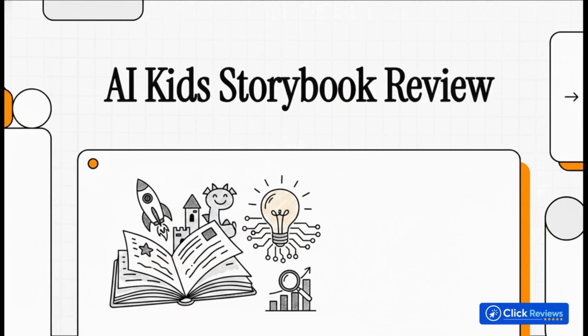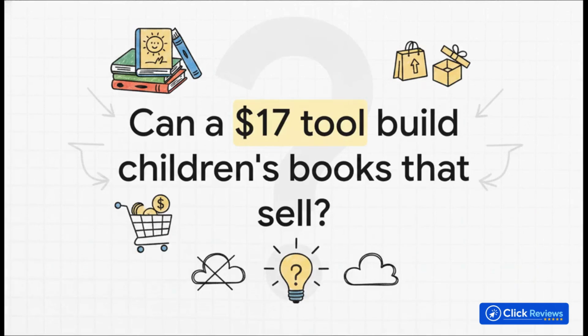Okay, let's dive into this. So, here is the central premise we're exploring today. Can a tool that literally costs less than a takeout dinner actually build educational children's books that sell on highly competitive platforms like Amazon, KDP, and Etsy? I mean, these platforms are flooded every single day with thousands of AI-generated uploads, which makes it harder than ever to stand out. There is a massive amount of hype around AI publishing tools right now, and honestly, an equally massive amount of skepticism. We are going to cut through all of that noise today to find out what's really going on under the hood with this specific system.